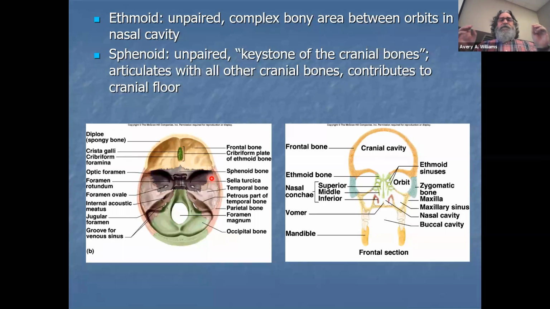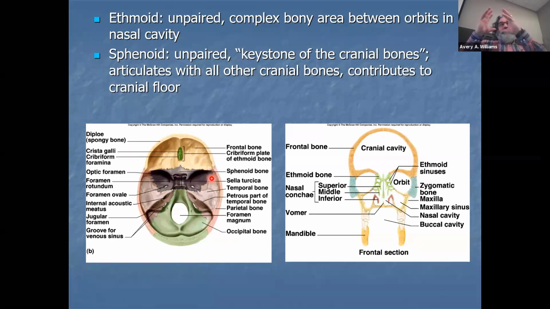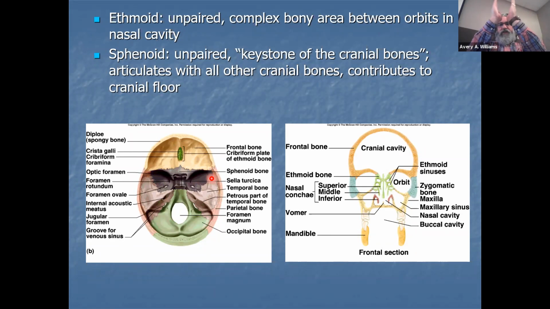But anyway, the sphenoid bone, unpaired, and I have in parentheses, it's the keystone of the cranial bones. What does that mean, keystone? What is a keystone to anything? A keystone sounds like something important, right? A keystone is like the top of an arch, like an arch window or door. They have one stone at the top that kind of holds everything together. Well, that's the metaphor here: the keystone of the cranial bones, because it holds everything together, so to speak.